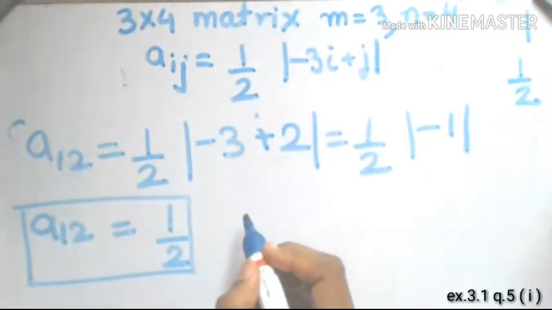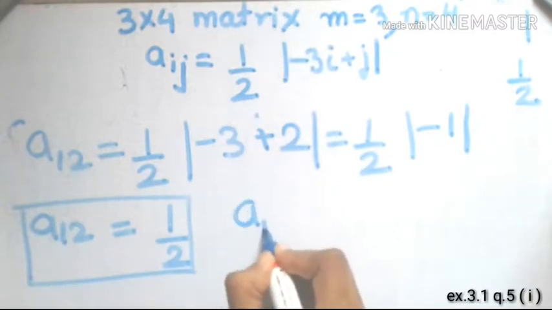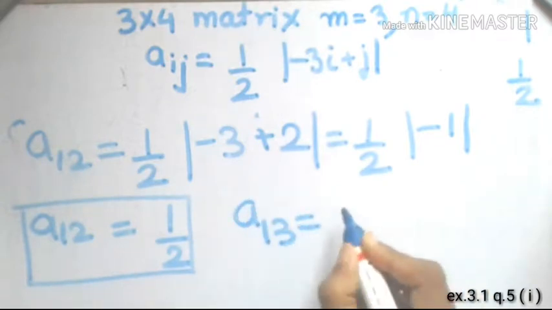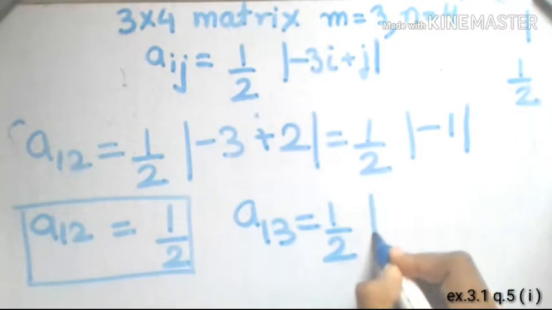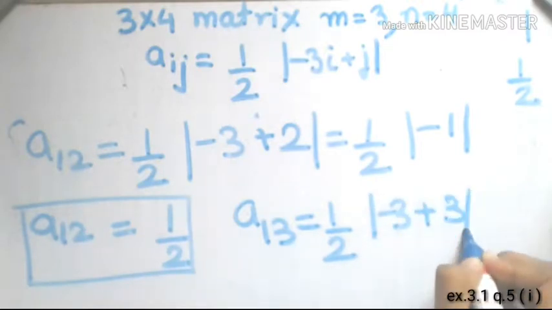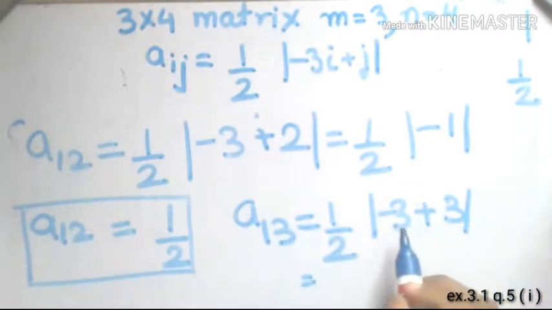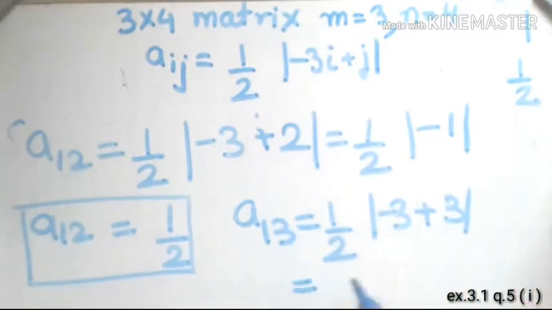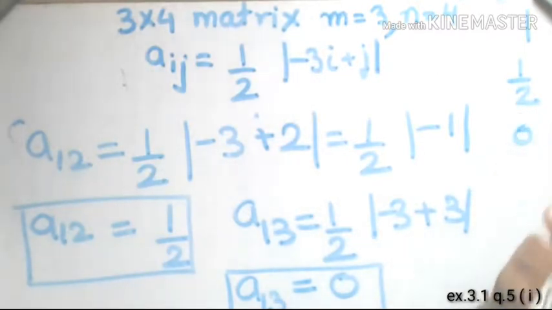Then I will come to the third matrix element, which is A13. So A13 is going to be half into modulus of minus 3 into 1 plus 3. So as you all know, minus 3 plus 3, I am going to get 0. Modulus of 0, no worries, it will be 0 only. There is no confusion over there. So I will get 0 by 2. Hence the answer is going to be 0. So A13 is going to be 0.